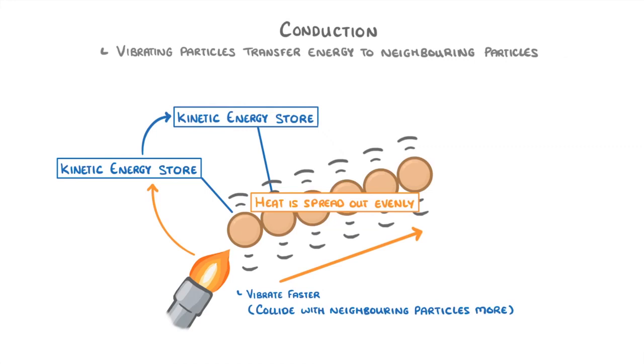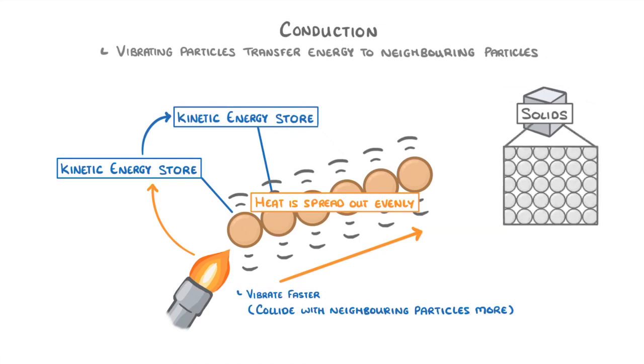Now, the reason that conduction occurs mainly in solids is because the particles in a solid are held together really closely, which means that there's lots of collisions that pass on the energy. Whereas in liquids and gases, the particles are all further apart, and so they don't collide as much.